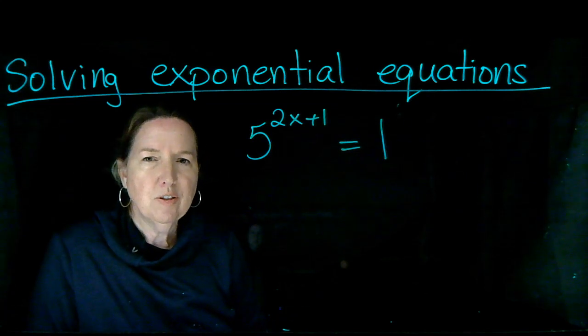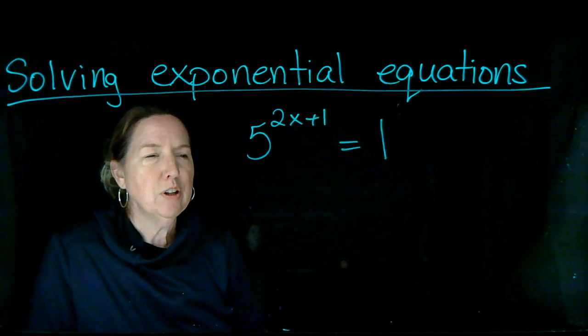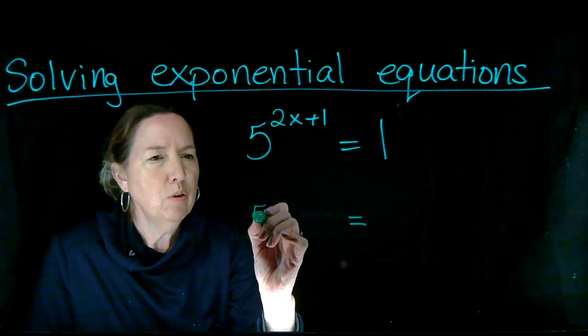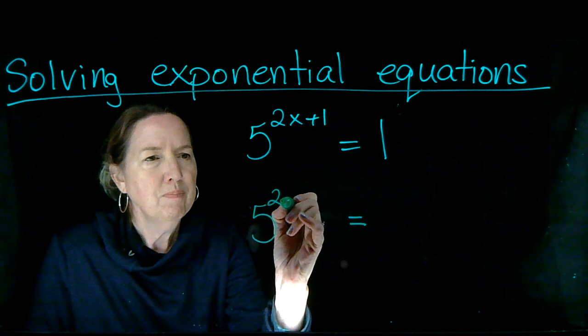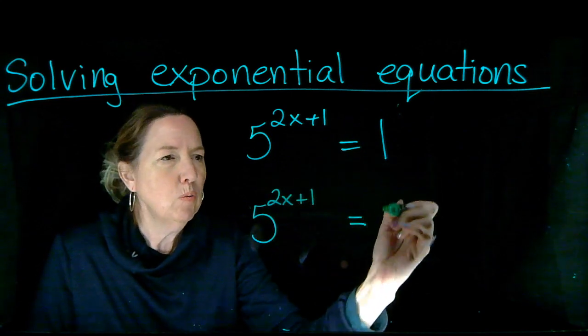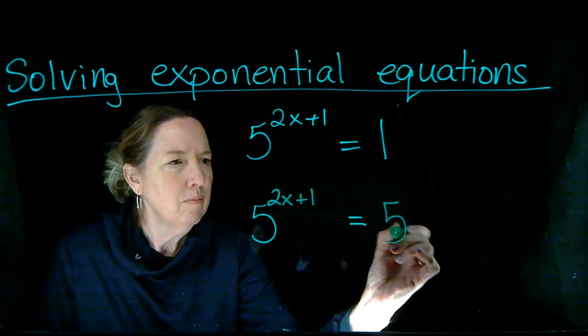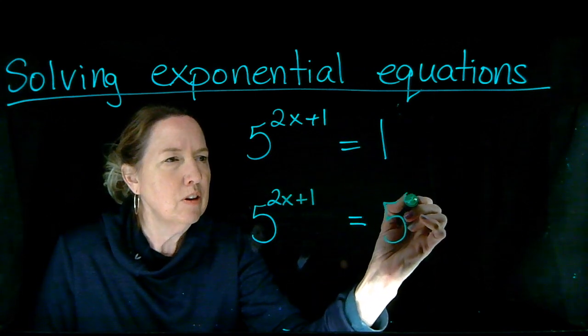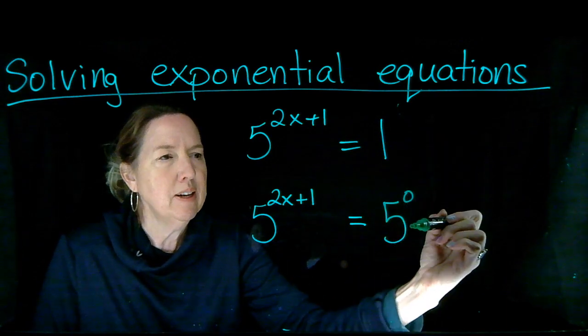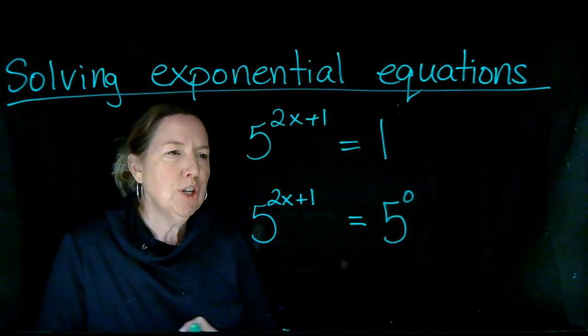Let's try another example of solving exponential equations. Remember, our strategy is we are going to rewrite the equation with matching bases. And anytime we have the number 1, that's easy. Match the base and raise it to the power of 0, because that is the same as 1. You're just rewriting it with the base that you choose.